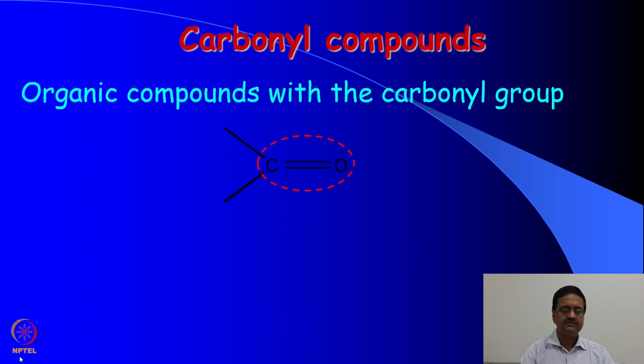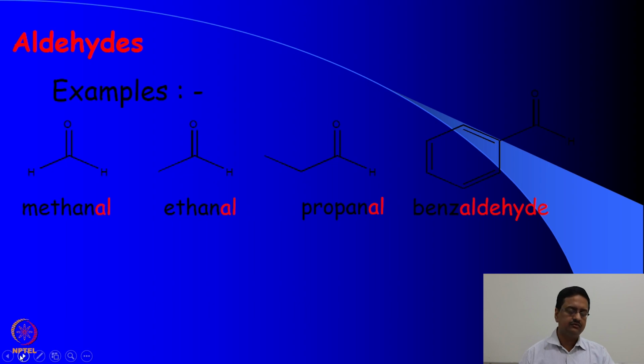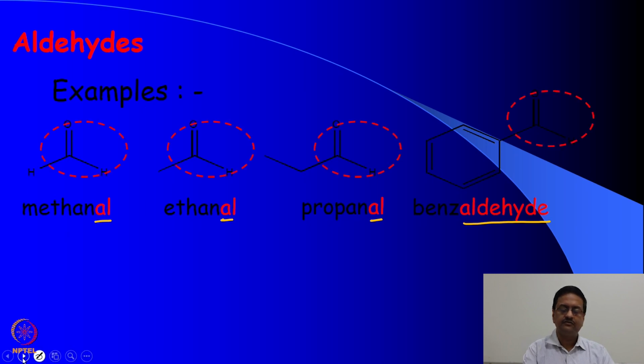The next class of compounds are the carbonyl compounds, where you have a C double bond O and the carbon is connected to two alkyl groups. So, those compounds have two different types, ketones and aldehydes. So, when you have an aldehyde, you have the family written as al, and in case of benzaldehyde it is written as aldehyde. So, methanal, ethanal, propanal, etc. are the common names of those aldehydes that we generally encounter.